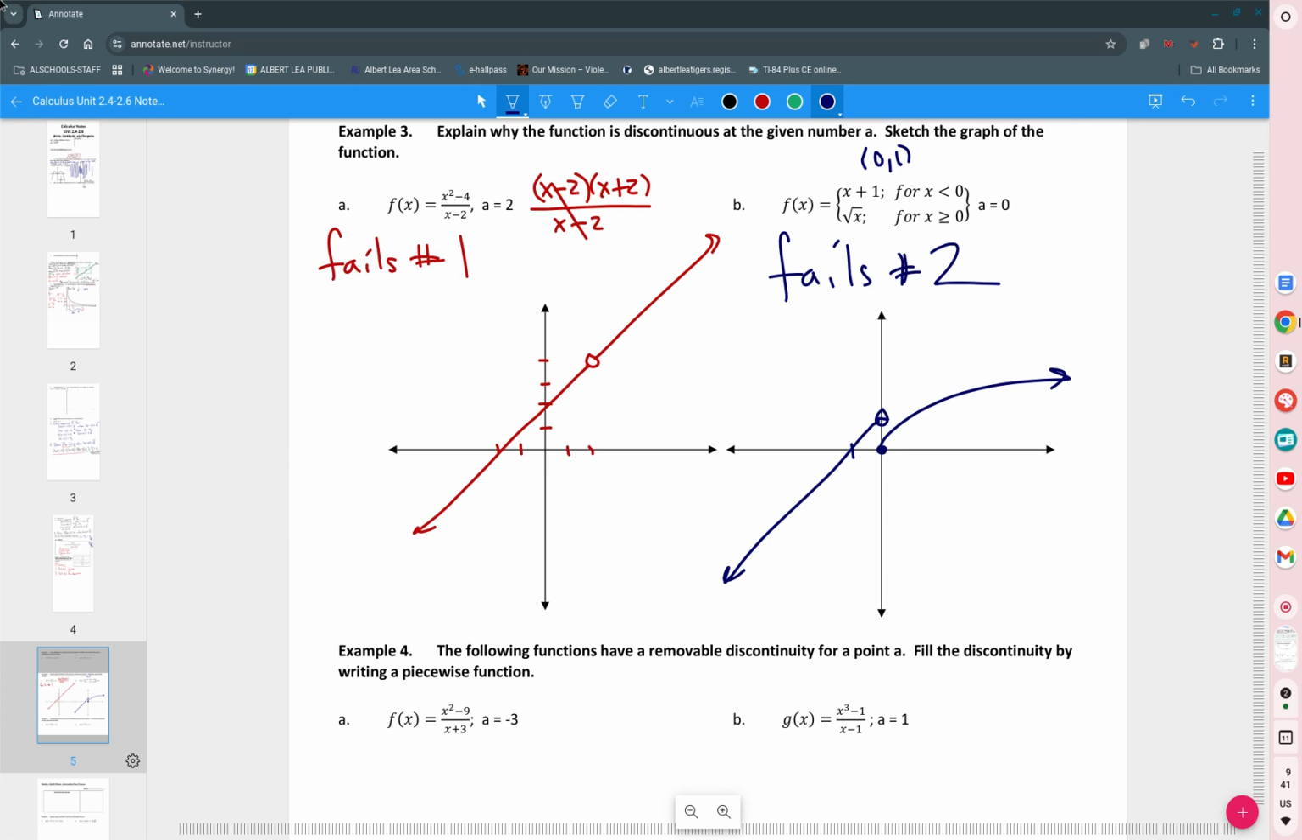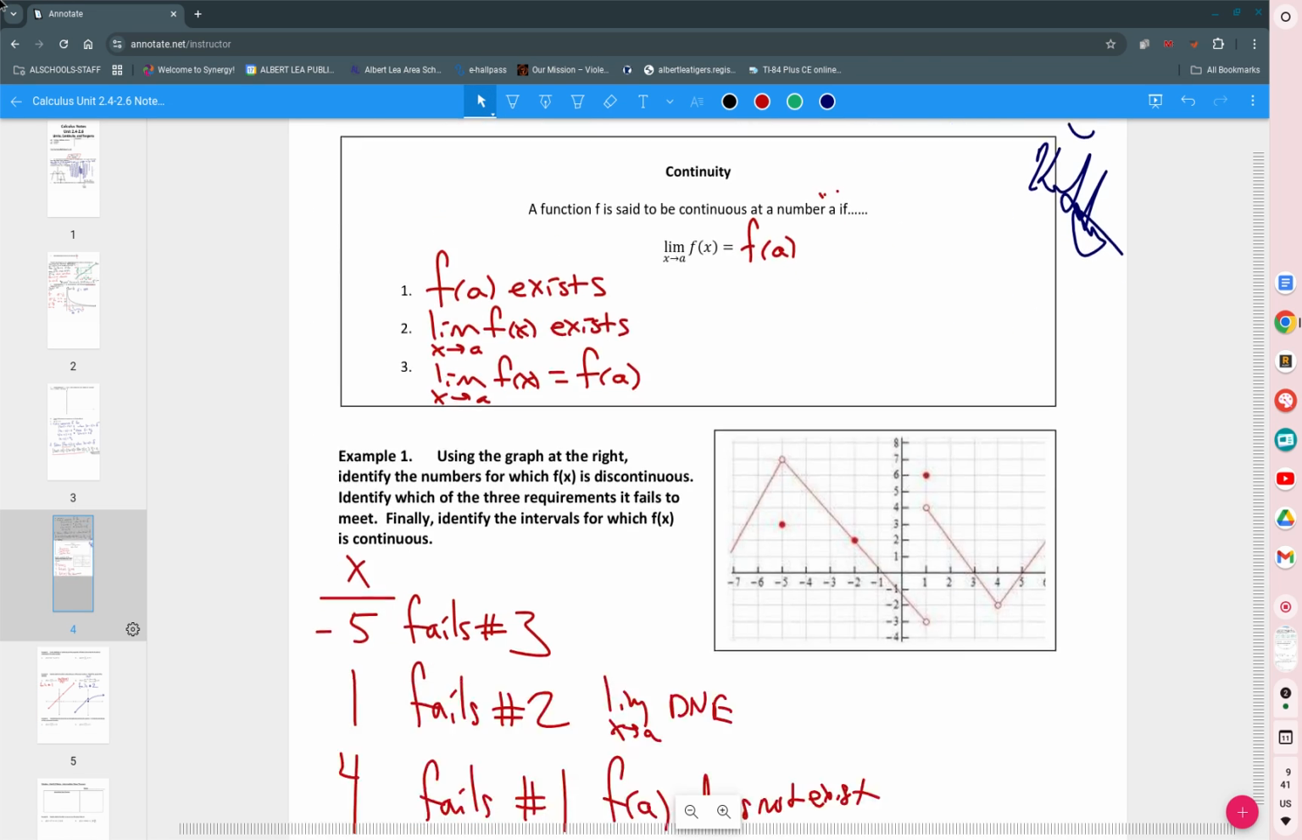Do you want us to always write an explanation or just write fails? You could just write fails number 1 or number 2. I just want to be clear that that is predicated upon the point that I will ask this question on the test, so that way I'm referencing number 1 and number 2.